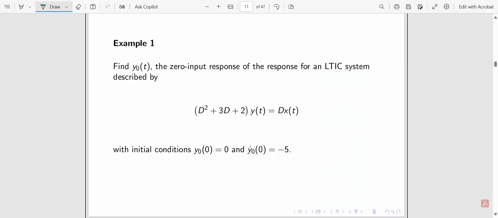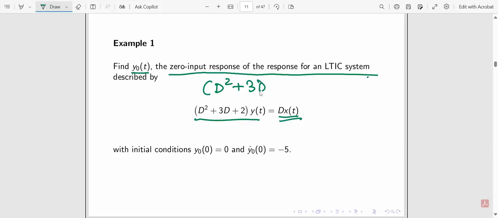Now in this example, we have to find the zero input response. Obviously, if there is no input, we can simply write the equation y of t equal to 0, and then we need to find the roots. The initial conditions are given to us: y of 0 is 0, and the derivative of y at 0 is -5.